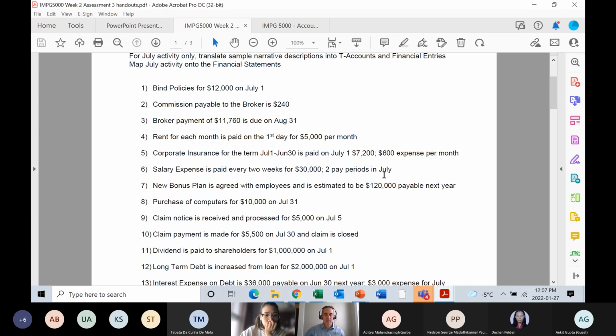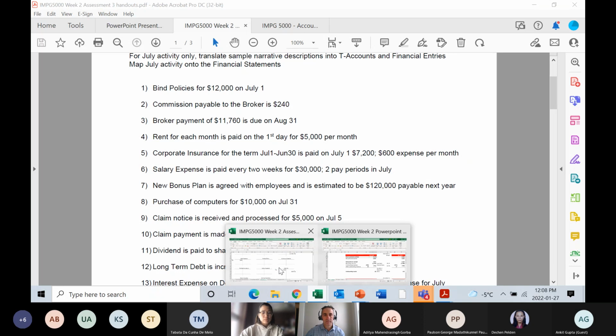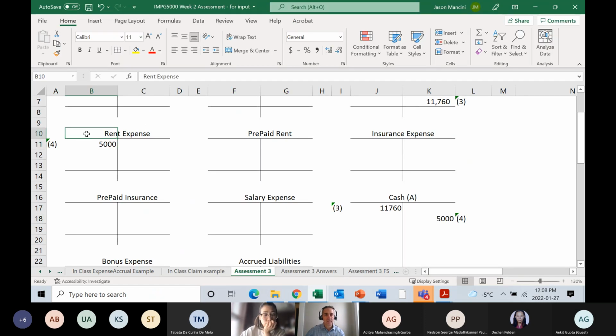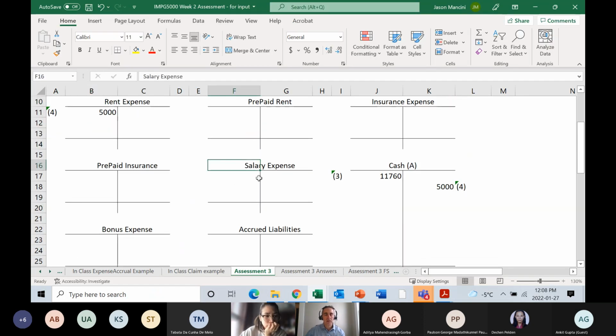The salary expense would work the same way. Salary is paid, so we're recording our decrease in cash, and we're offsetting it with an account, salary expense. All of these, rent expense, salary expense, are part of the general expenses that we saw on the income statement, which are all part of our underwriting expenses.